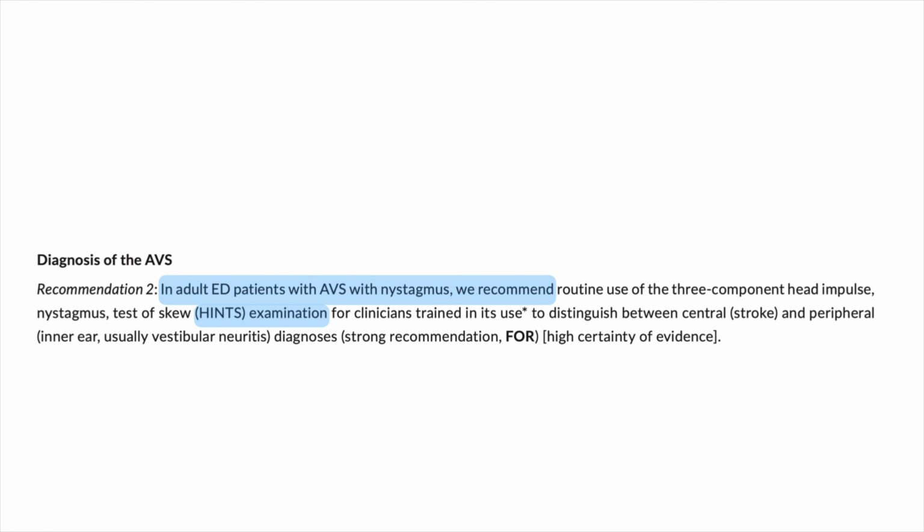The second recommendation is that we should use the HINTS exam in patients with acute vestibular syndrome and nystagmus to determine if the cause is a central one or a peripheral one. Again, no big concern here, except what do they mean by acute vestibular syndrome patients with nystagmus? But more on that later. And why didn't they include screening for central features to help identify strokes presenting as the acute vestibular syndrome? The way it's written, you might think that the HINTS exam is the only thing you need to do to avoid missing a dizzy stroke.